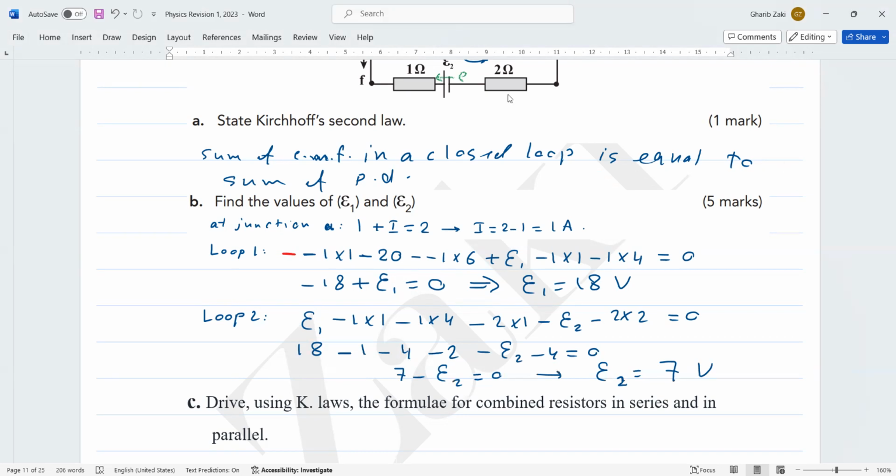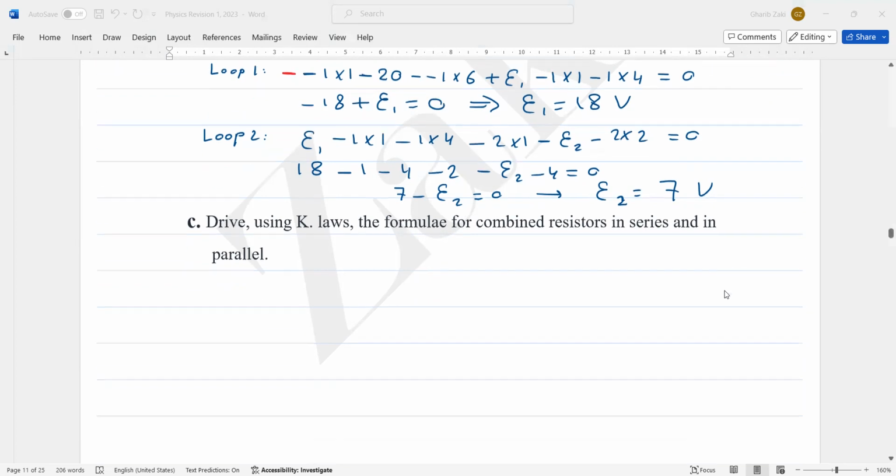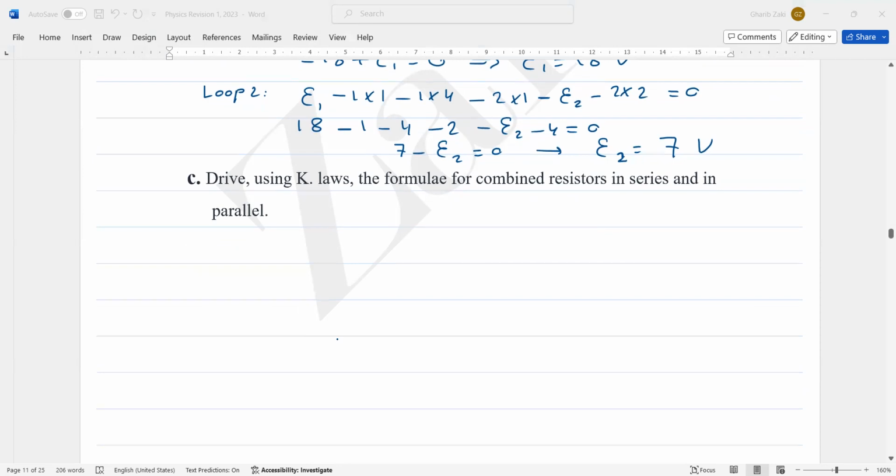Okay? Now, look at this question, derive. This is the second derive in chapter 1 on electricity. It says derive using Kirchhoff's laws the formulae for combined resistance of resistors in series and parallel. Now I solve this question. So first, we talk about series.